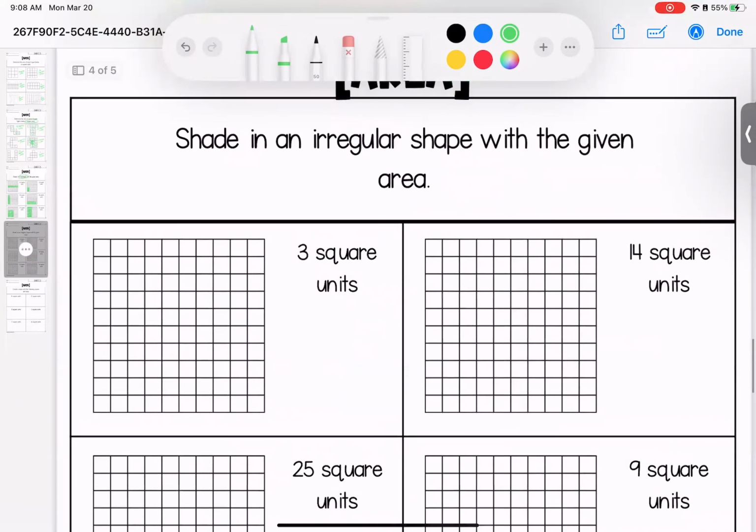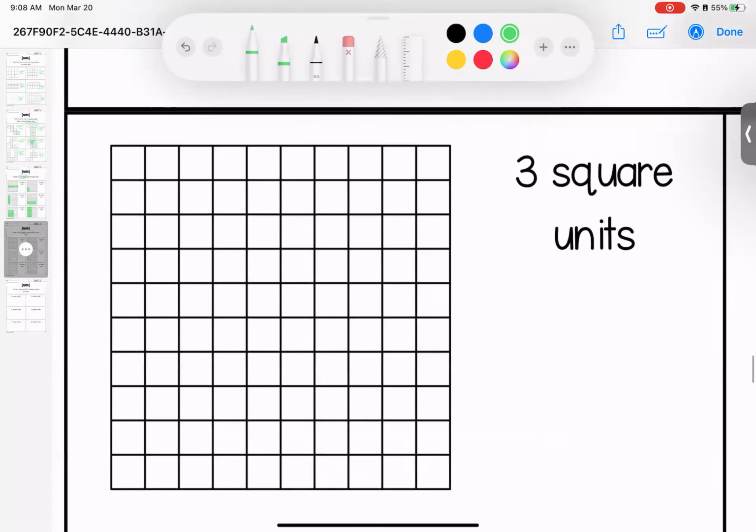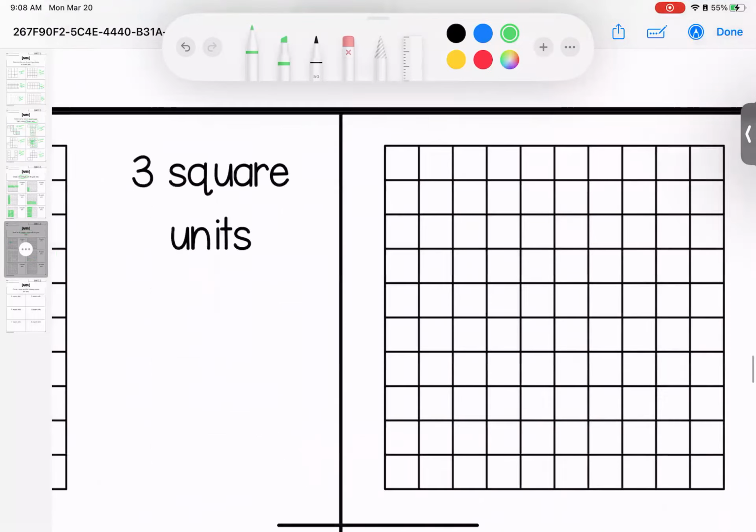All right, my little chicken nuggets, irregular shapes. Remember, this can look like anything. That second page was a regular shape, so they can look a little bit strange and weird. They might not look like a shape we have a name for, but it still counts. 3 units. I'm going to do 1, 2, 3. Remember, yours can look like anything as long as you have 3 squares filled in and they are together.